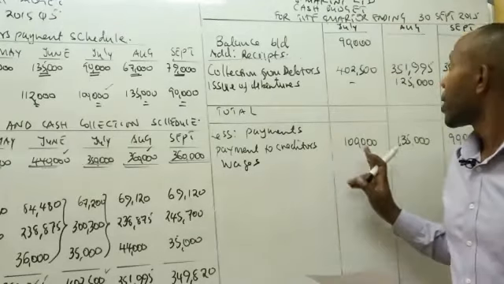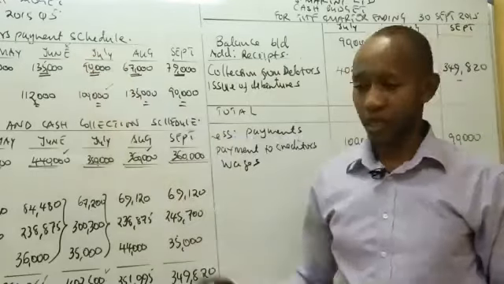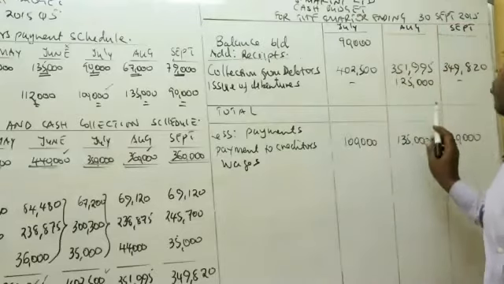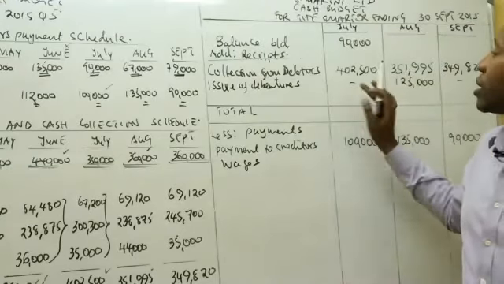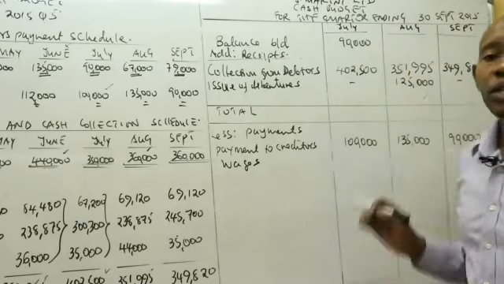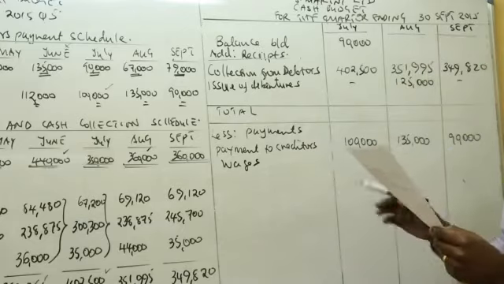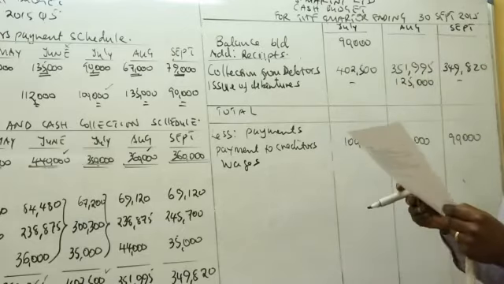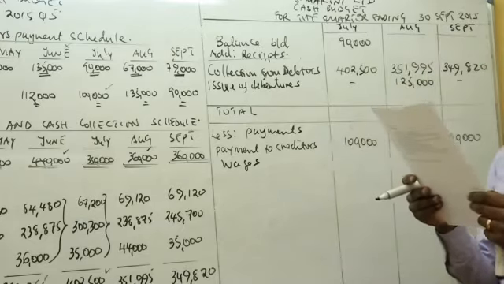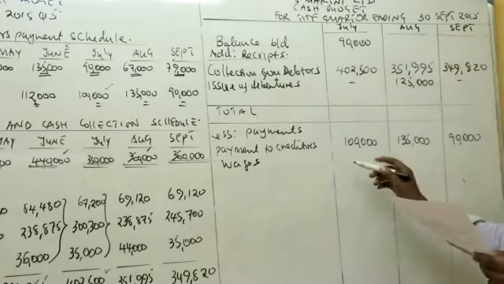So when you are in the month of July, we are paying for June. When you are in the month of August, we are paying wages for July. When you are in September, we are paying wages for August. So let's look at that. So we start with July. In July, we'll be paying the wages for June. And the wages for June is how much?